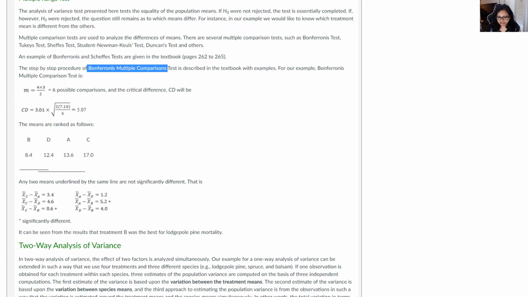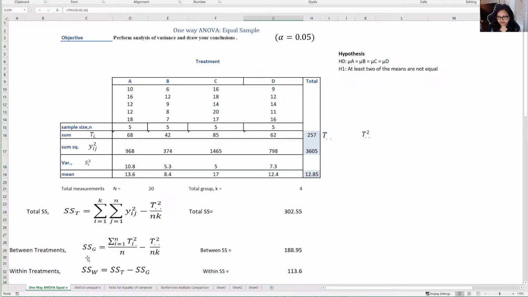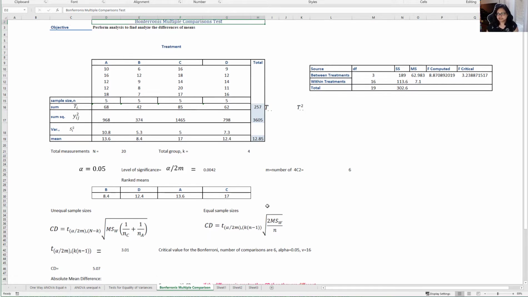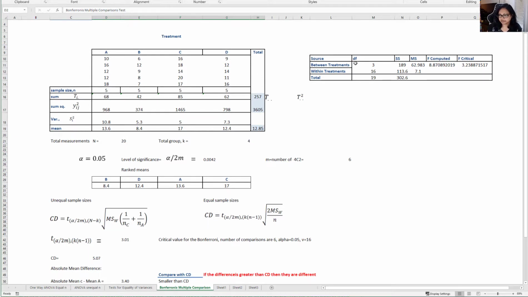To do that, I would like to use the example we used before. We have 4 treatment groups, and then we have the treatment means. I will use the same. Side by side I also kept the ANOVA table. This is the ANOVA table for one-way analysis of variance.